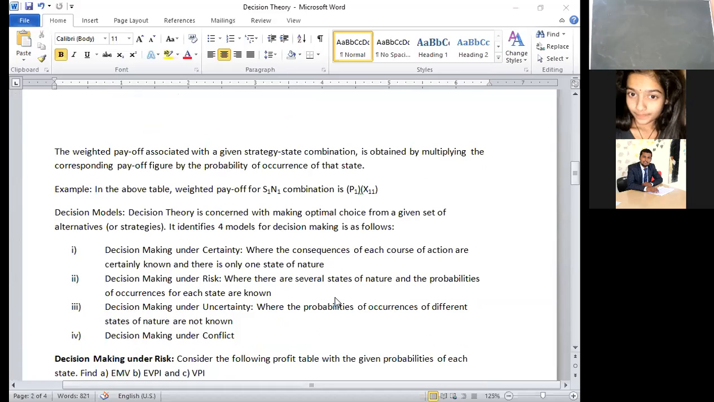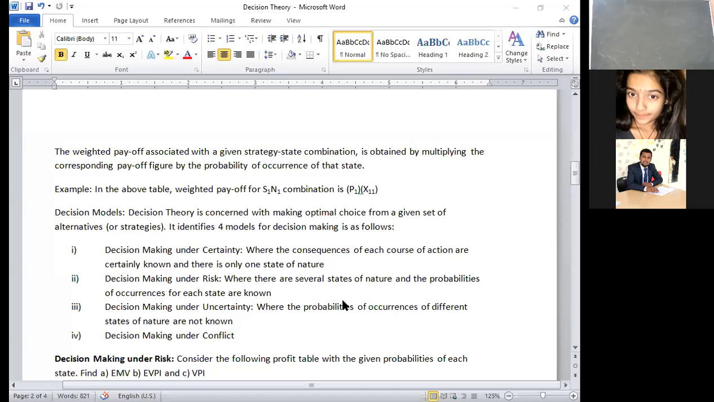Then there are 4 types of decision making: one is under certainty, one is under risk, one is under uncertainty, and another is under conflict. Under conflict we will study in game theory. The remaining 3 decision making types we will study right now. First of all, we will discuss decision making under certainty. Go through the lines.